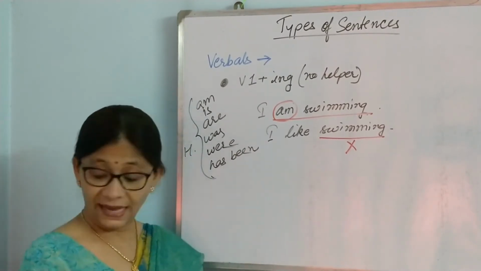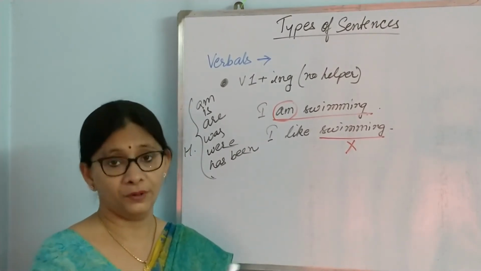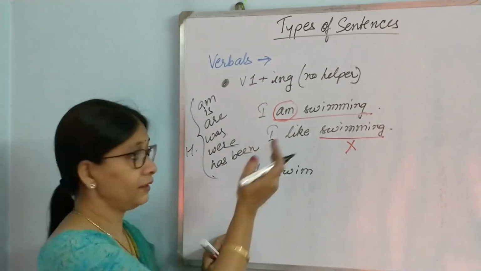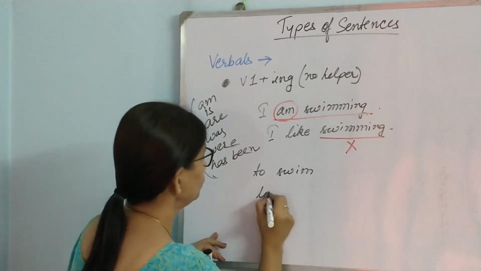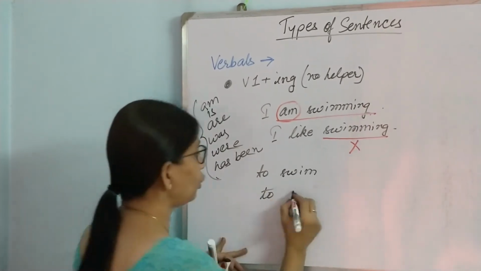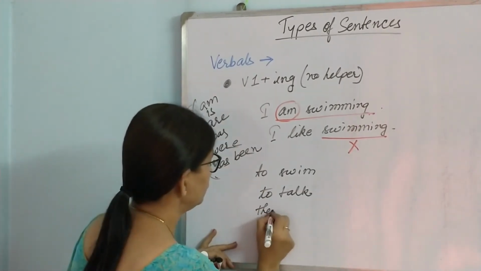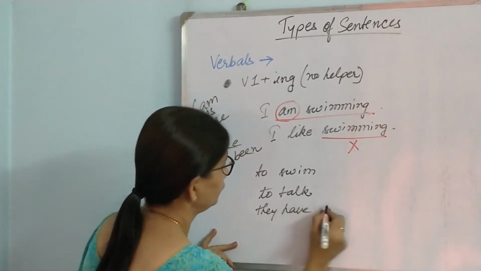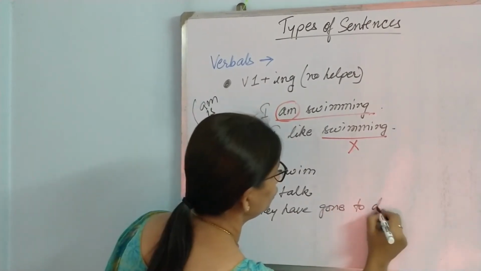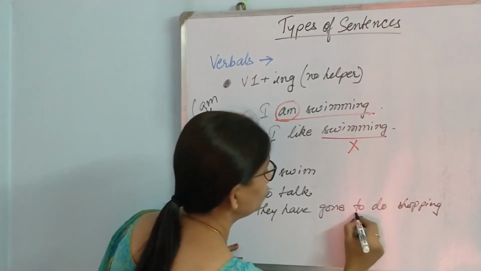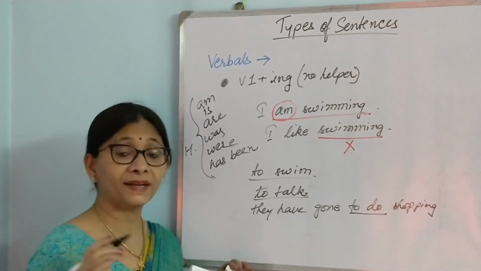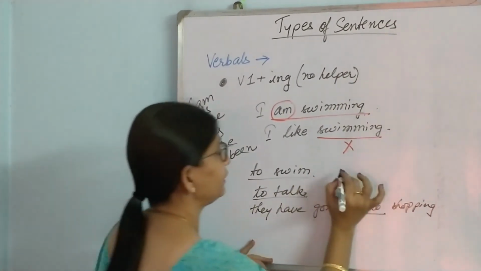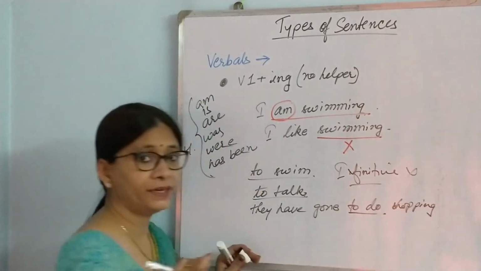This is one, and the other is to what? To swim. Like, I like to swim. You like to talk. They have gone to do shopping. So to do, to talk, to swim, all these are infinitives. We cannot take them.